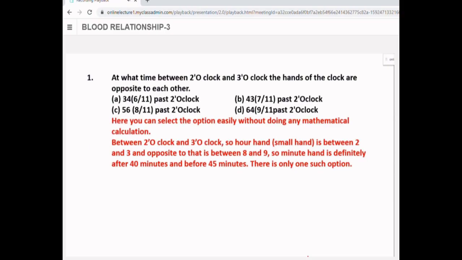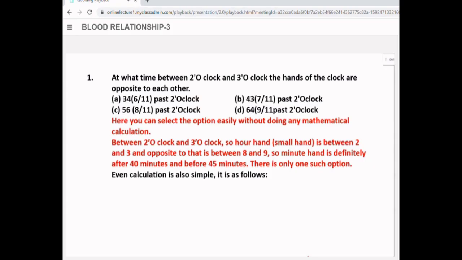Between 2 and 3, the opposite of between 2 and 3 is 8 and 9. 8 means 40, 9 means 45. Getting me? On a clock, the minute hand on 8 means 40, and on 9 means 45. So in between 40 and 45, only one option is there, and therefore B is the correct option.